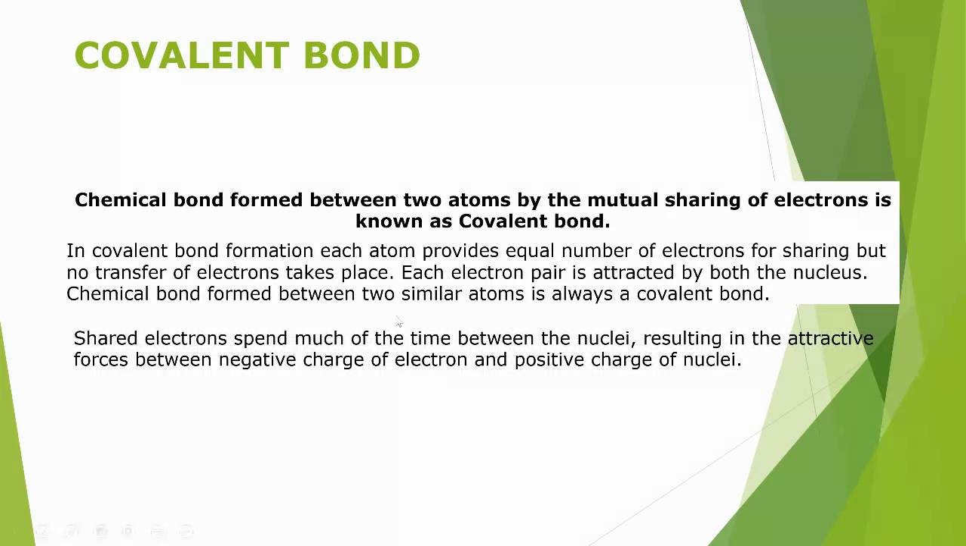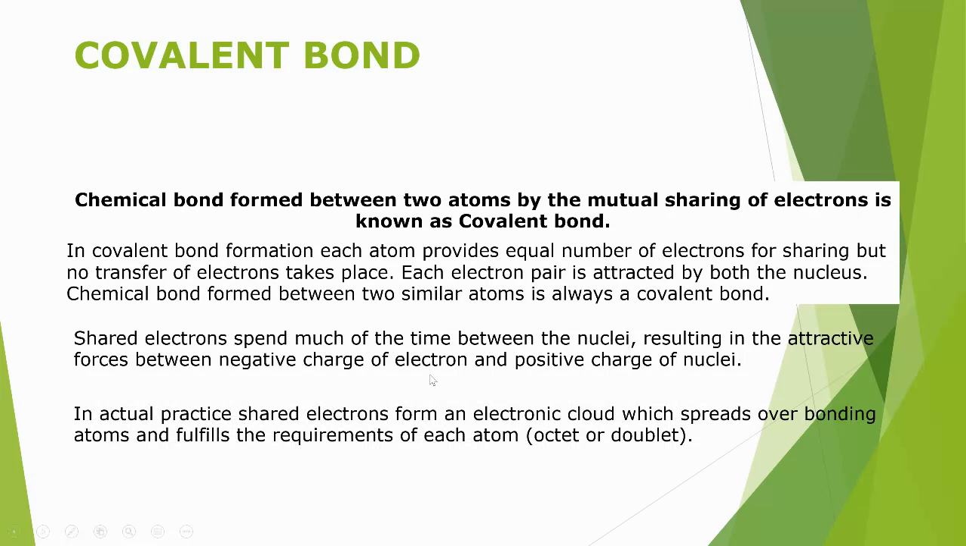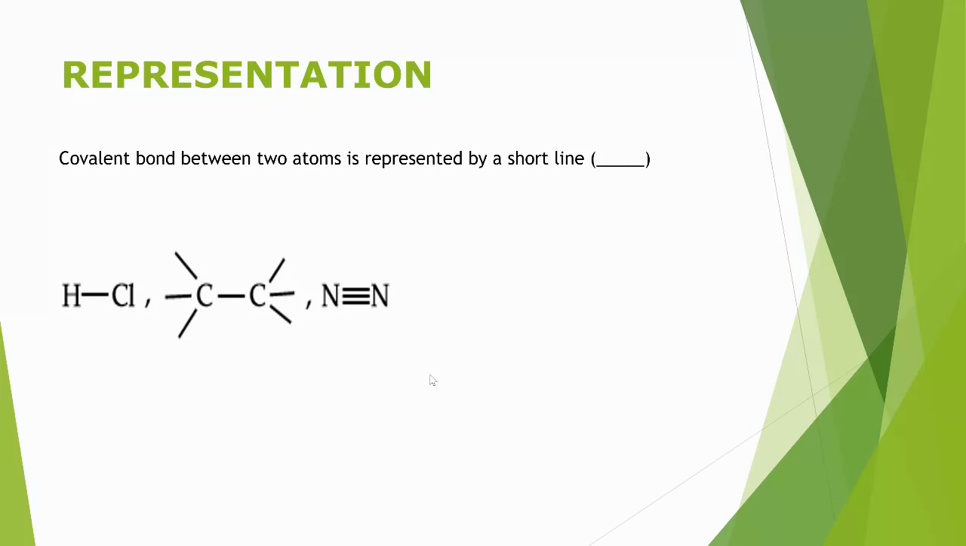Shared electrons spend much of the time between the nuclei, resulting in attractive forces between the negative charge of the electrons and the positive charge of the nuclei. In actual practice, shared electrons form an electronic cloud which spreads over the bonding atoms and fulfills the requirement of each atom, octet or doublet. A covalent bond between two atoms is represented by a short line, as you can see.